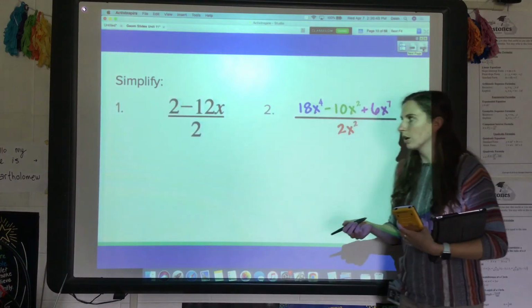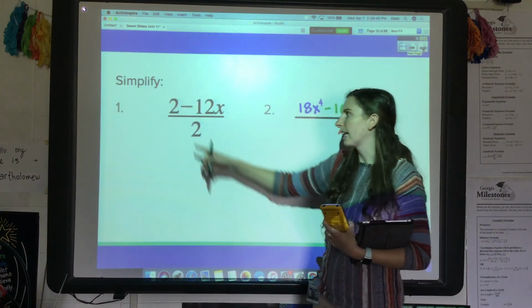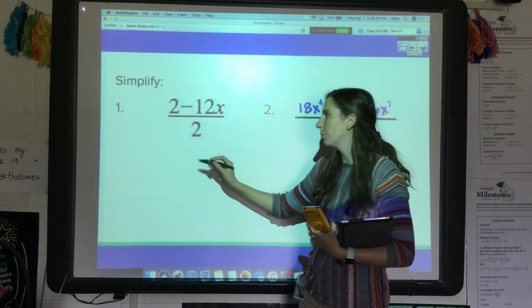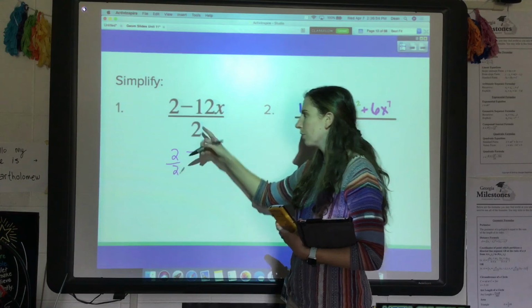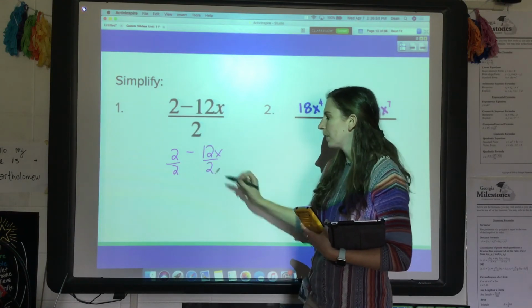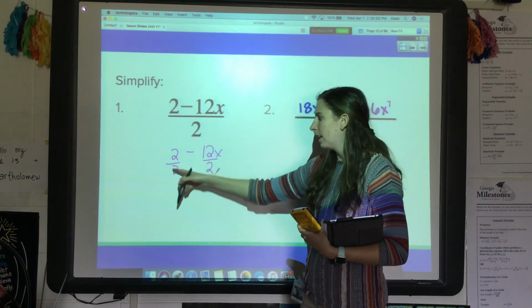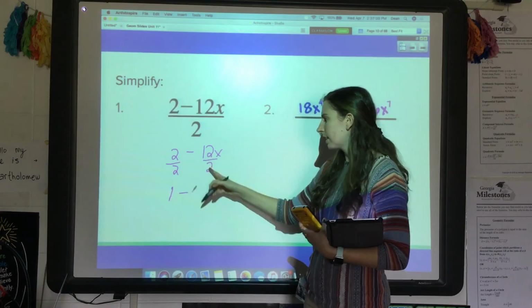All right, just a few more of this, kind of breaking it up. Again, I can't cancel those 2's, but I could break up the 2 minus 12x to both be over this denominator here, which would simplify quite a bit. That would be a 1 minus 6x.